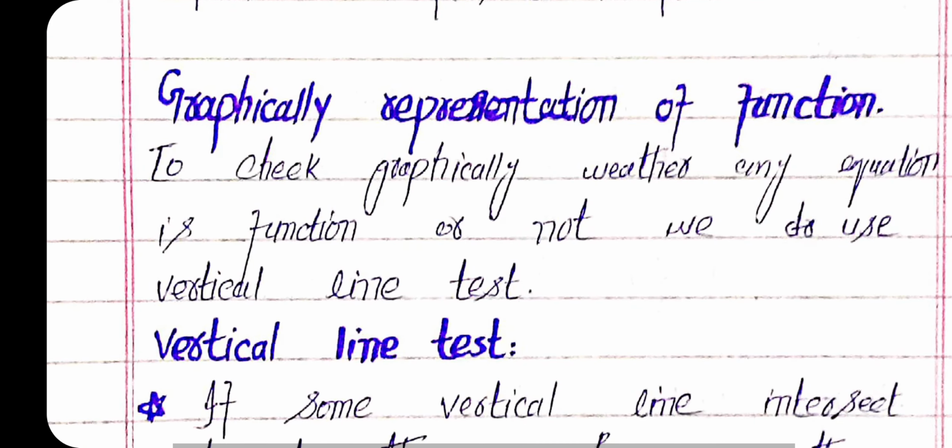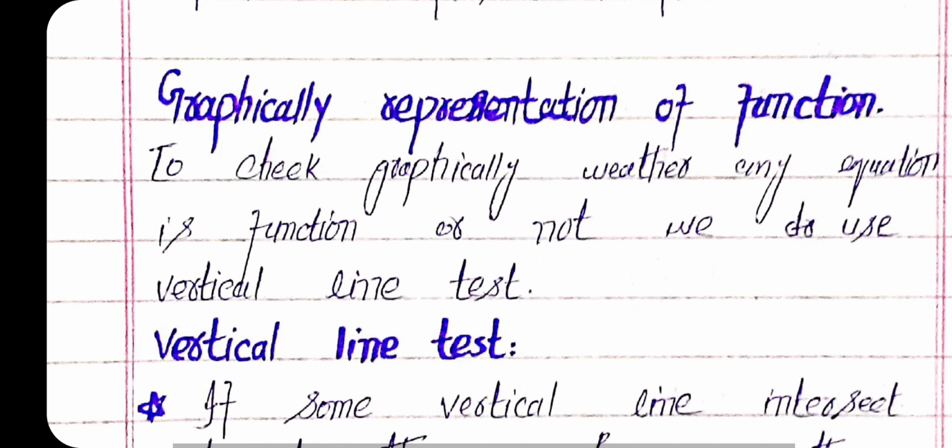Here we can clearly see that a vertical line intersects the graph of the ellipse at 2 points. It means this is not a function. So the vertical line test fails and the ellipse is not a function. Next we consider another example, the hyperbola. In the case of the hyperbola, we again see that it is not a function because the vertical line test fails, as a vertical line parallel to the y-axis intersects the graph of the hyperbola at 2 points.